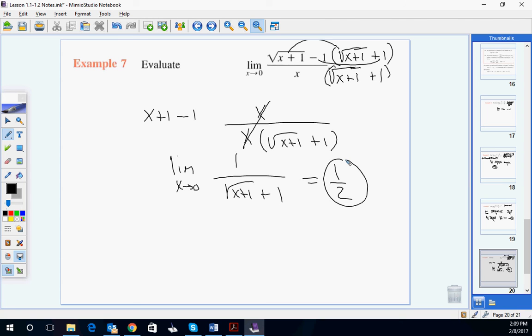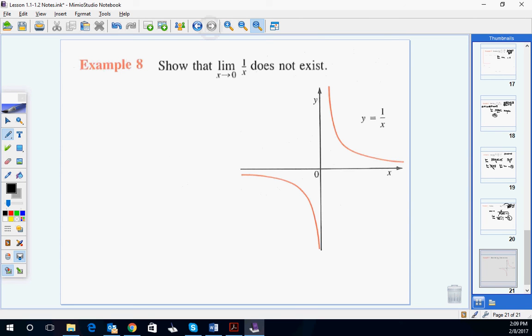Okay, and this next one might help Booker with what we're talking about earlier. Any questions? Okay, last one. I do want to see some good work today, so I'm glad it's short and sweet today. Okay, show that the limit as x approaches 0 of 1 over x does not exist.